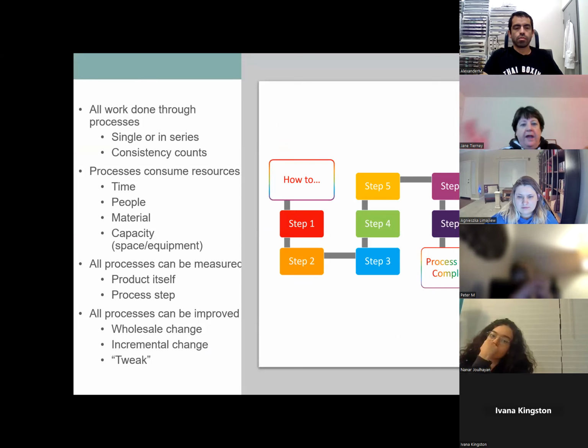So we're looking at defining our processes all the way through and making sure that we understand that transformation. We're looking at what we have to do in series and what we can do in parallel. You guys know the difference? What's in series?